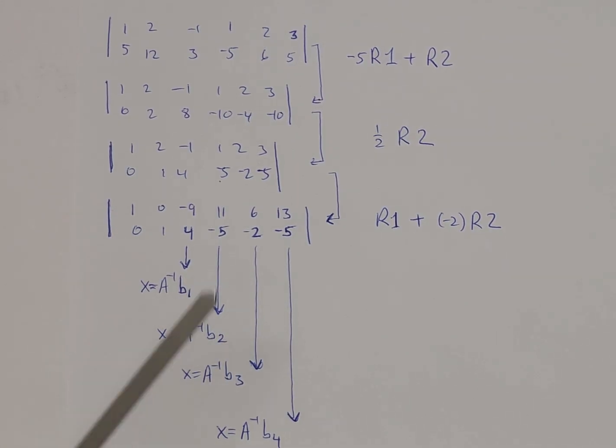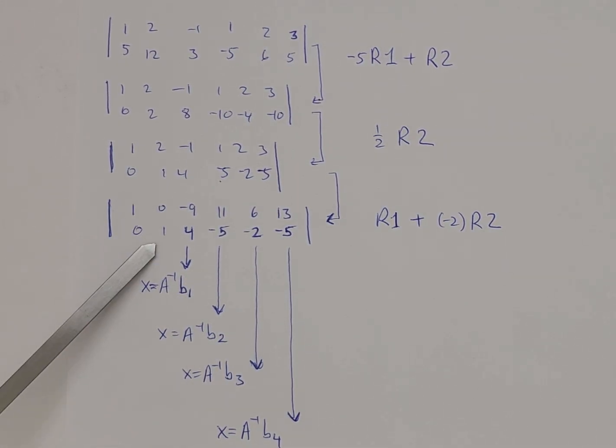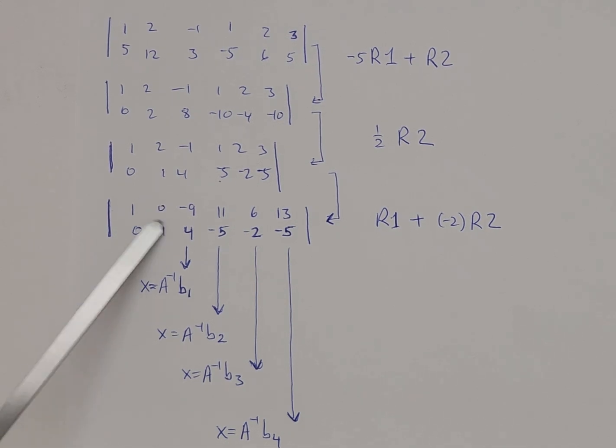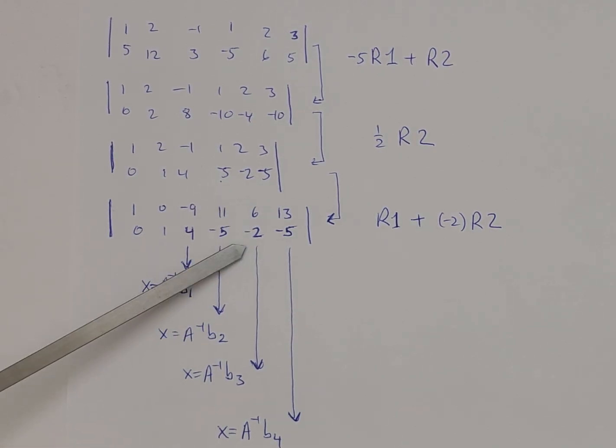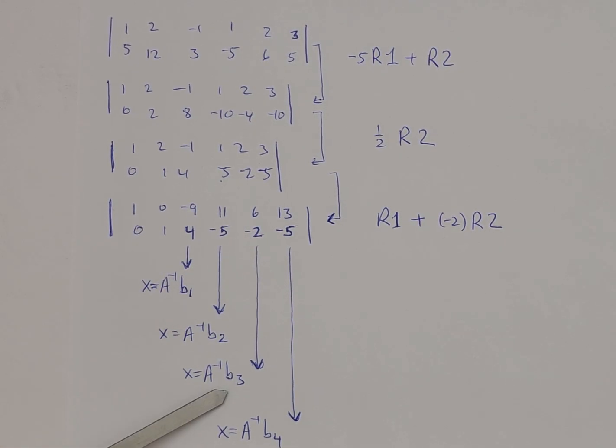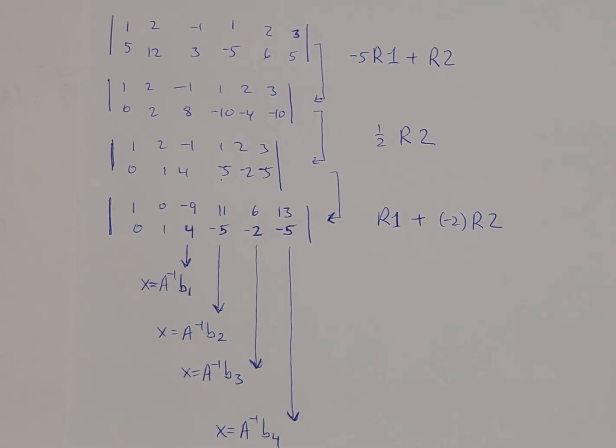And we are completely done because this is 1, 0, and 0, 1. That's what we need. When we have 1, 0, 0, 1, we are completely done. And if you look carefully, this is our answer for B1. This is our answer for B2. This is our answer for B3. And this is our answer for B4.